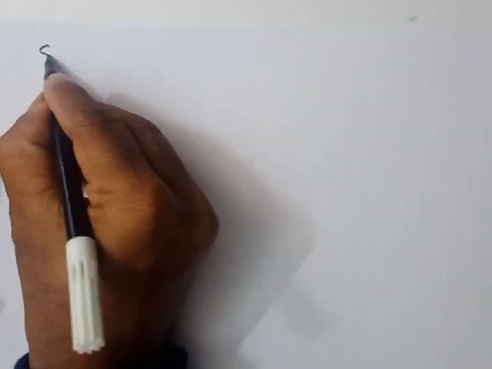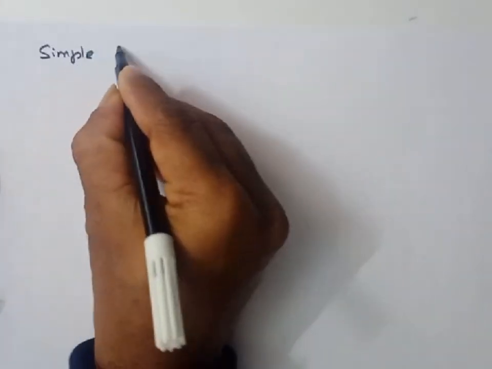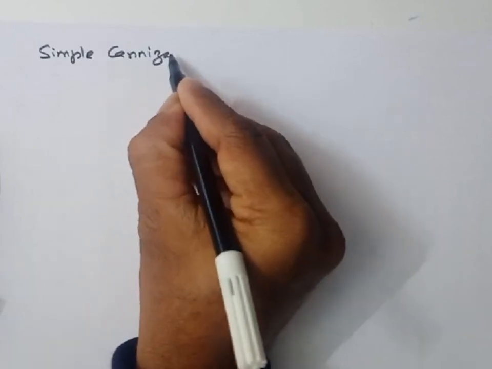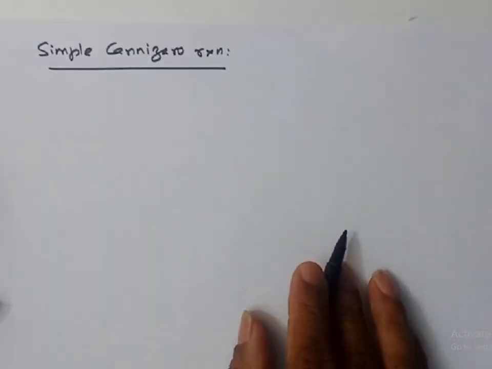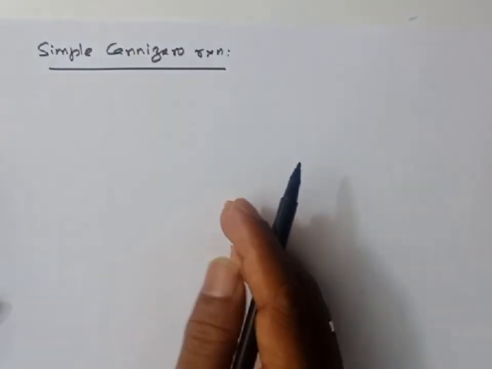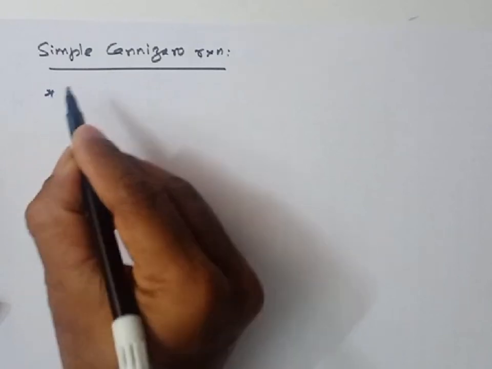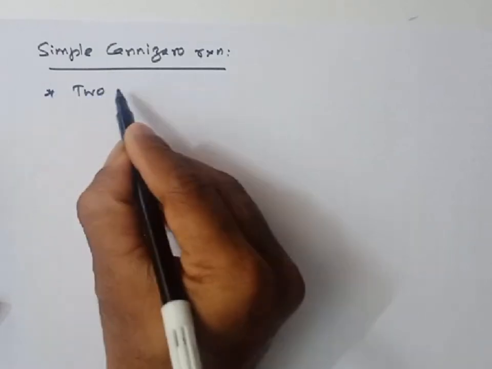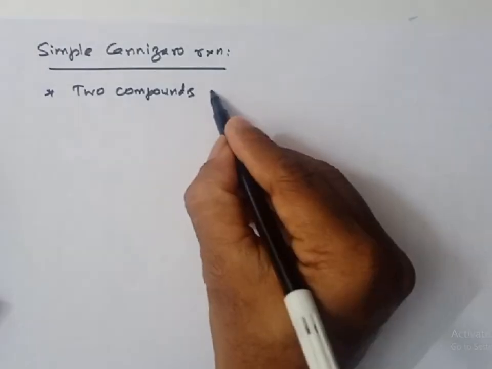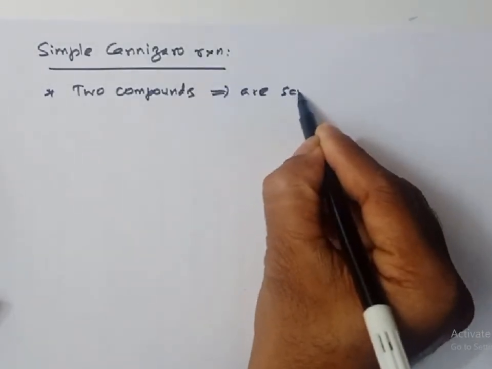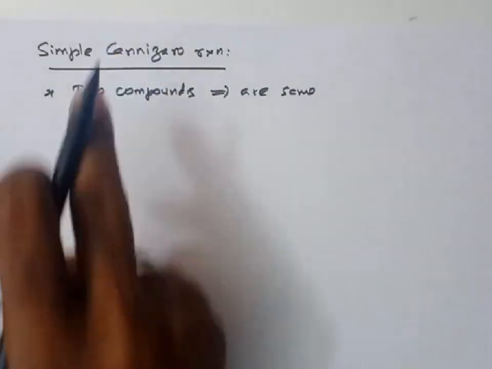Now listen. Students, let me take one example. First, I'll take simple Cannizzaro. Simple Cannizzaro means both compounds are same. You should take two compounds, and the two compounds are same. That's why it is called simple Cannizzaro.